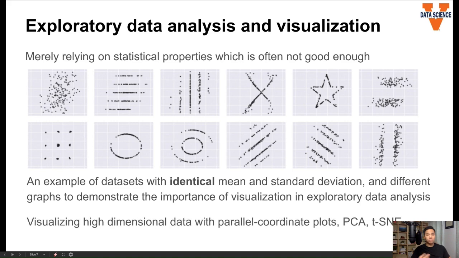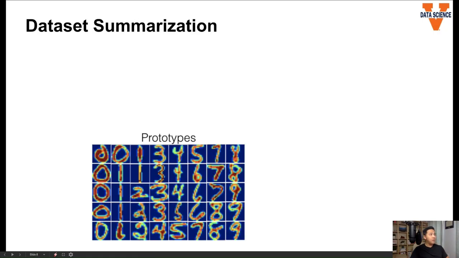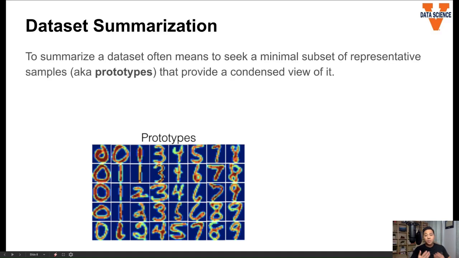And you can use tools to help you visualize the data, such as parallel coordinate plots. You can use PCA to compress the data, or t-SNE to visualize highly dimensional data. You can use dataset summarization, a technique that tries to seek the minimum subset of representative examples in the dataset, called prototypes, that provide a condensed view of the dataset. The image below shows the prototypes of the MNIST dataset, and you can look only at these images and have a good understanding of what this dataset is about.